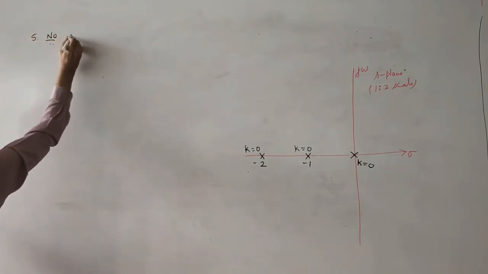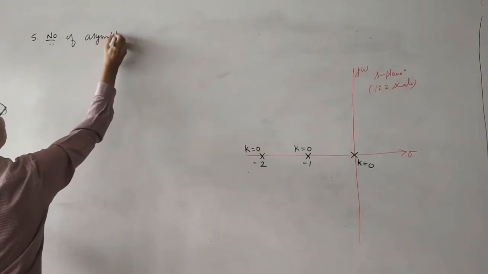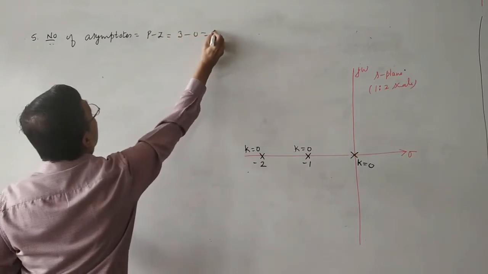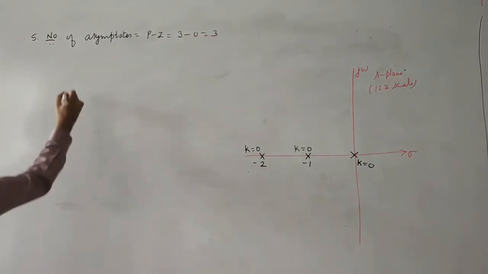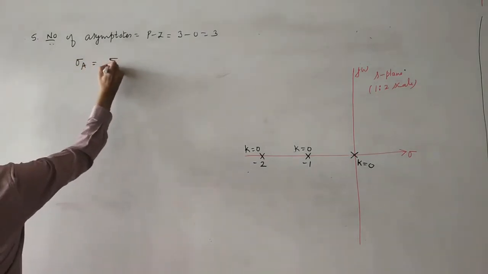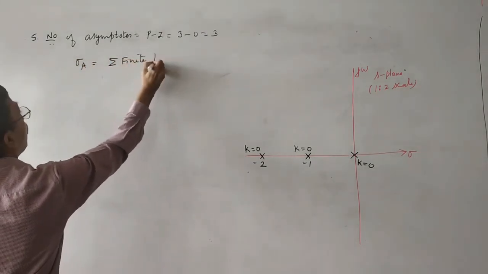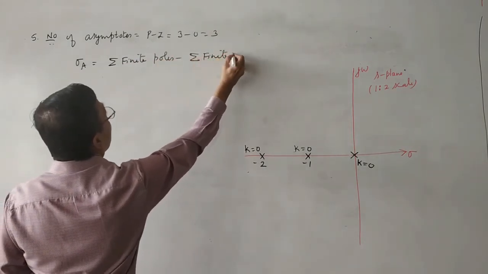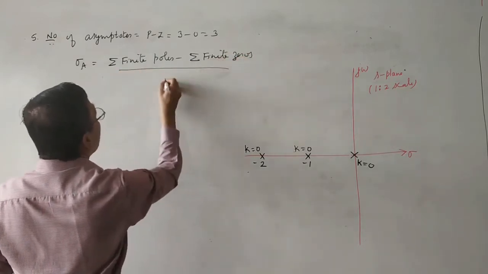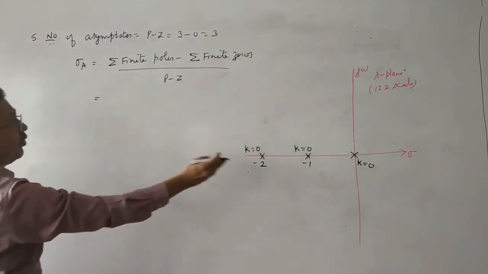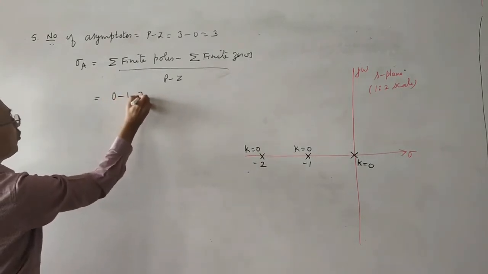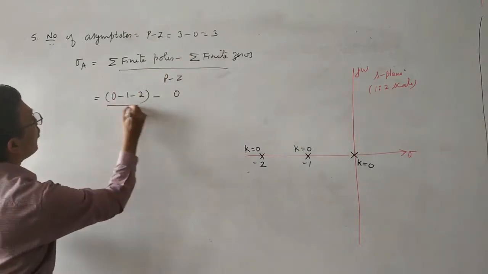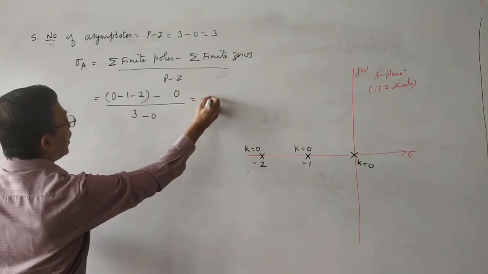Number of asymptotes is equal to P minus Z. P is 3, Z is 0, so you get 3. How do you calculate the centroid? Centroid sigma A is equal to summation of finite poles minus summation of finite zeros divided by P minus Z. Summation of finite poles means add all pole locations 0, minus 1, minus 2. There are no zeros, therefore the summation is minus 3 divided by 3 minus 0. So you get minus 1.